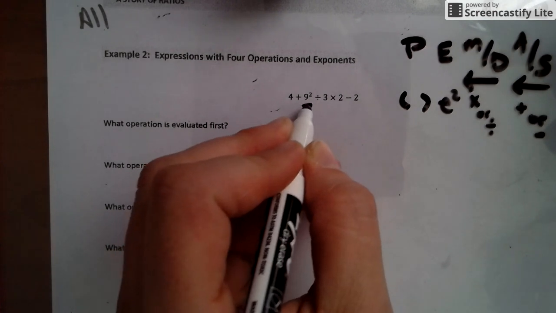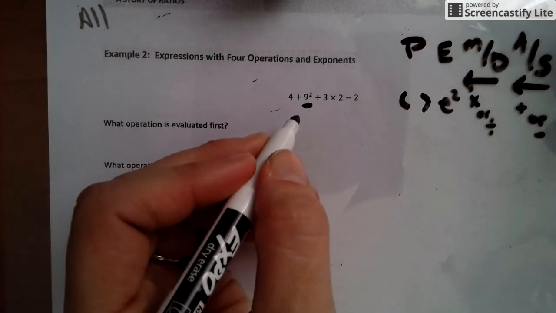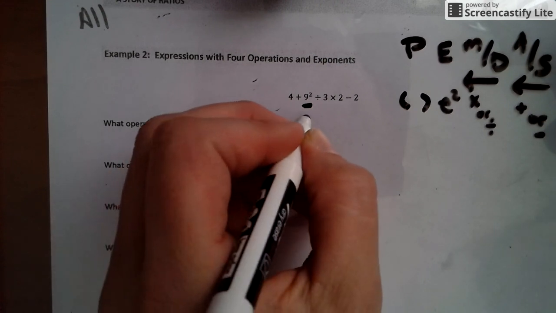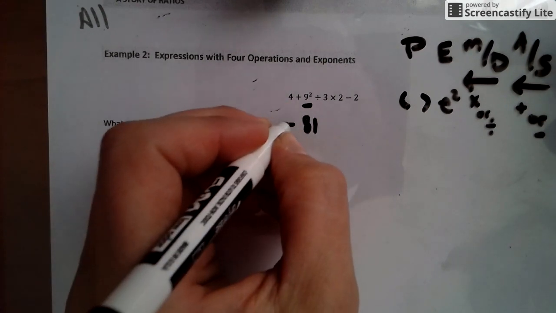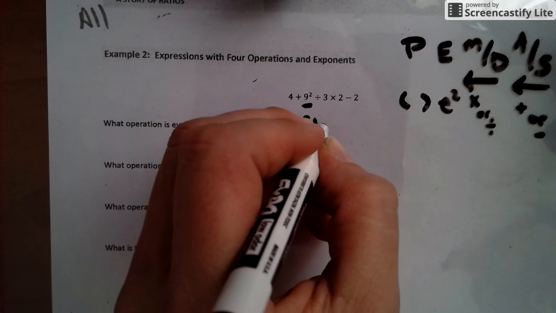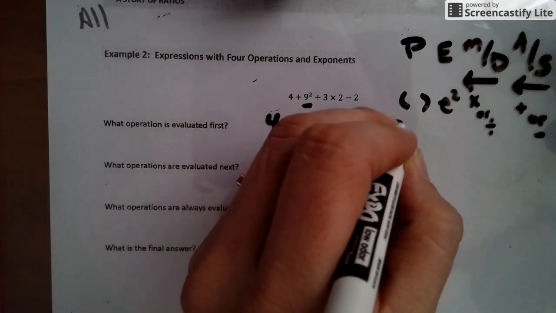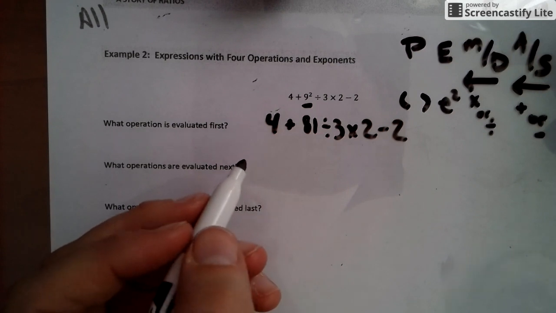E, do we see exponents? Yes. 9 to the second power. That means a 9 written twice. So that's 9 times 9. So we write 81 underneath. And we carry everything else down that we did not use. It's kind of annoying, but you got to do it.